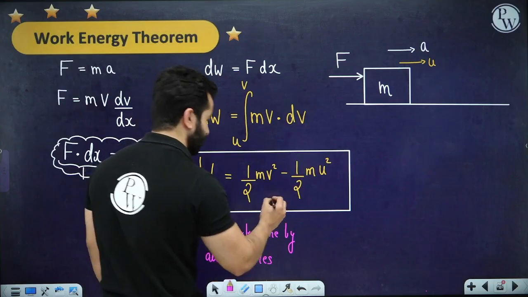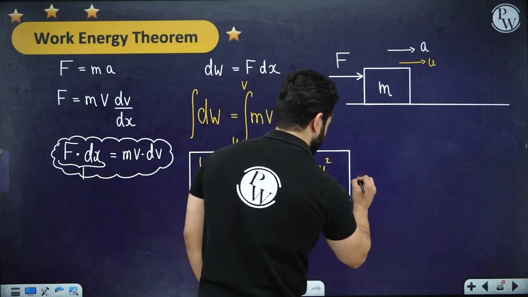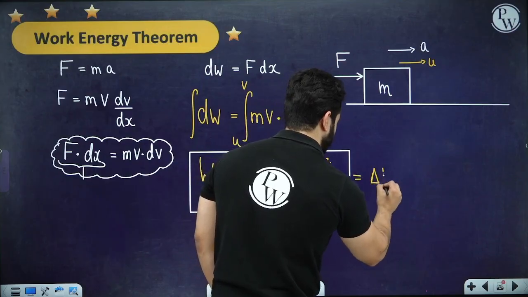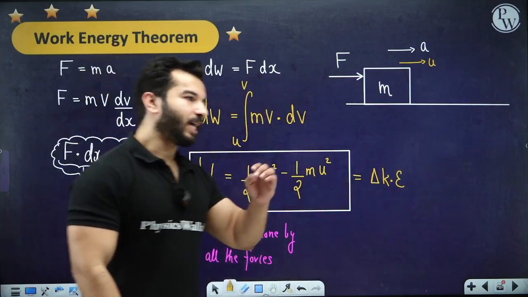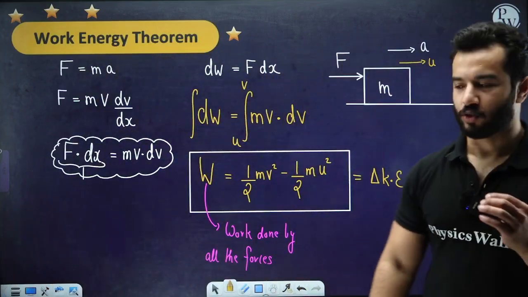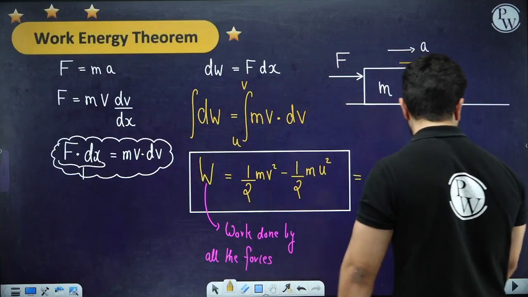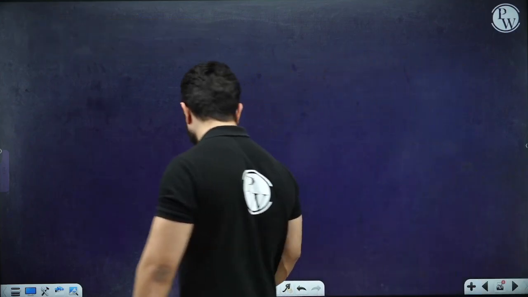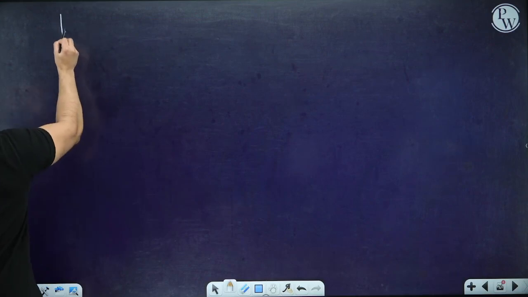And this is the change in kinetic energy. This is what the work energy theorem is: the work done by all the forces, the work done by the net force, will be equal to the change in kinetic energy. We are going to expand a little bit. What do you really mean by the net work done?